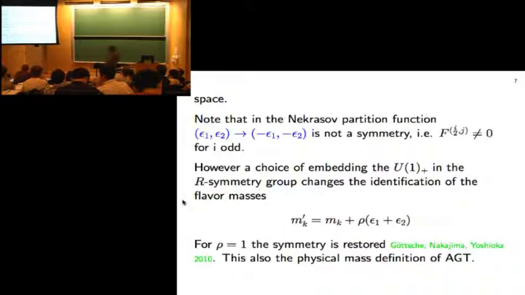for the odd i. However, it was noticed by many people, but maybe proven by the mathematicians, namely that there is a choice of the embedding of this U1 plus in the R symmetry group. And that changes the identification of the flavor mass parameter. So you have basically this redefinition of the flavor mass parameters. And for rho equal 1, this symmetry is actually restored. And this choice also corresponds to the physical mass definition of Alday, Gaiotto, and Tachikawa.